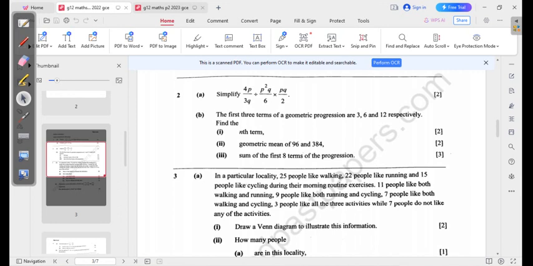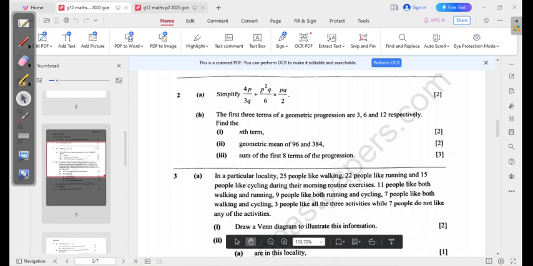Then question 2b is saying the first three terms of a geometric progression are 3, 6 and 12 respectively. Find the nth term, the geometric mean of 96 and 384. Then the last part is asking us to find the sum of the first eight terms of the progression. Okay, so here's how we go about it.